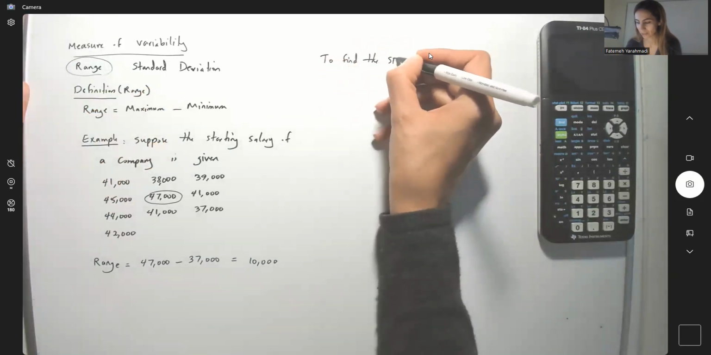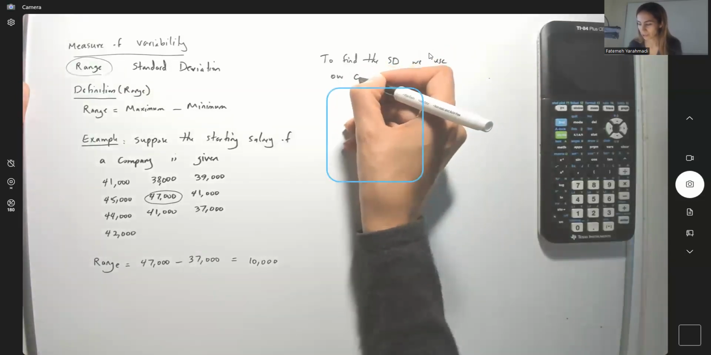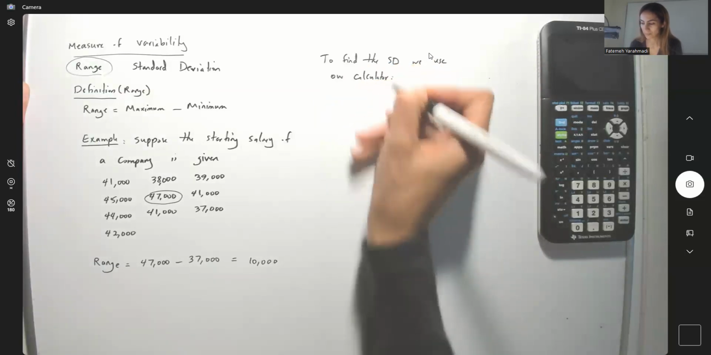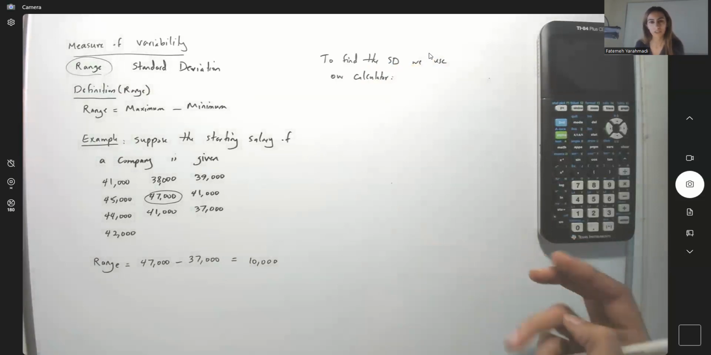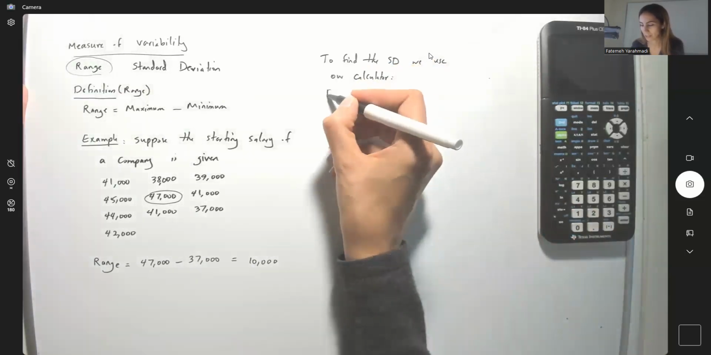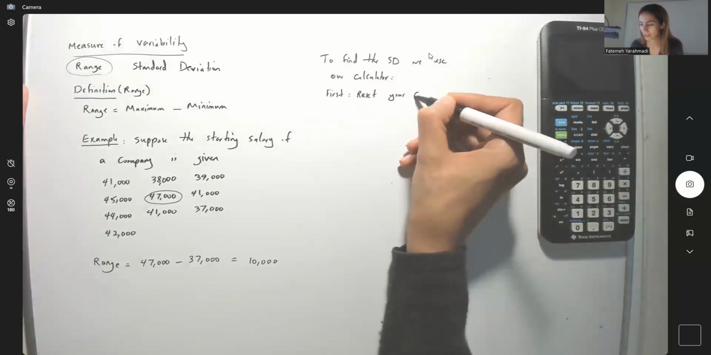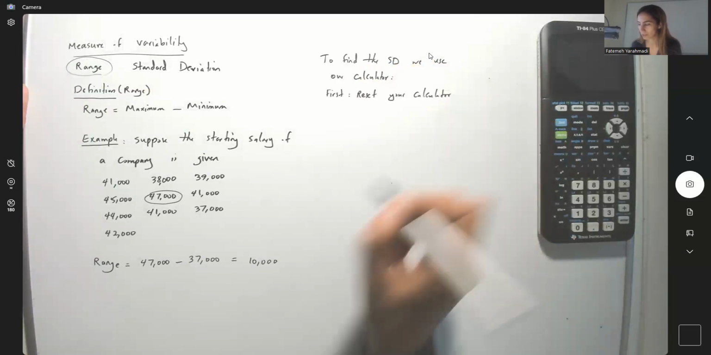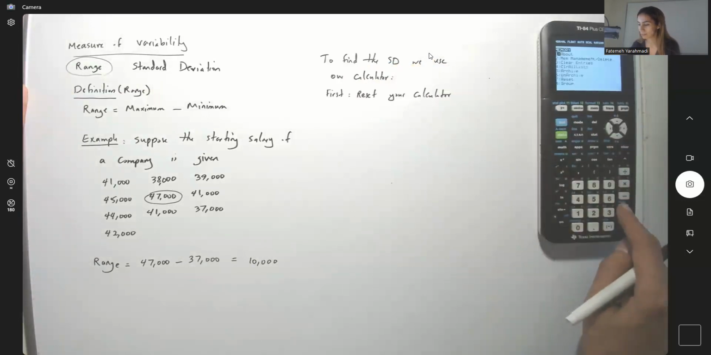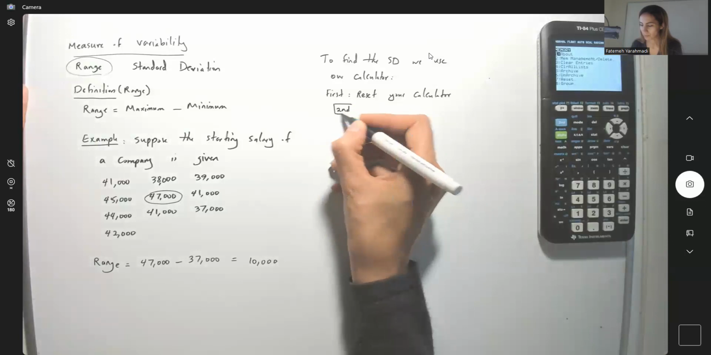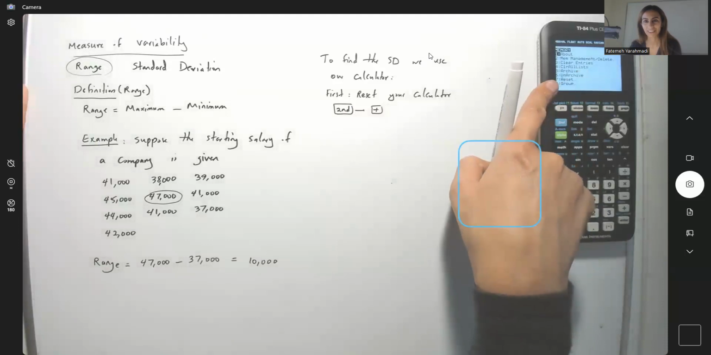To find the standard deviation, or ST, we use our calculator. So what are the steps in using a calculator and finding the standard deviation? First of all, make sure to reset your calculator. To reset your calculator, turn on your calculator, click on second and plus. Second plus. And then find reset, which is number 7.